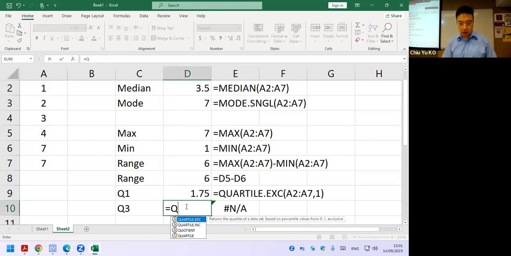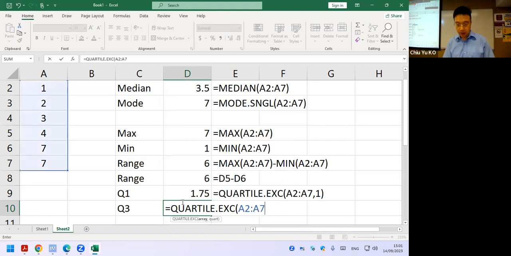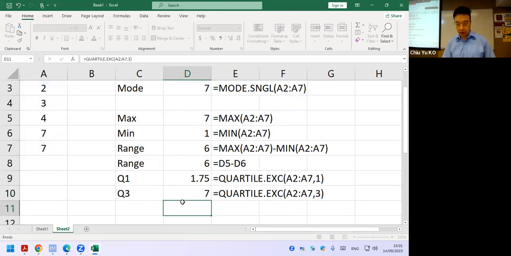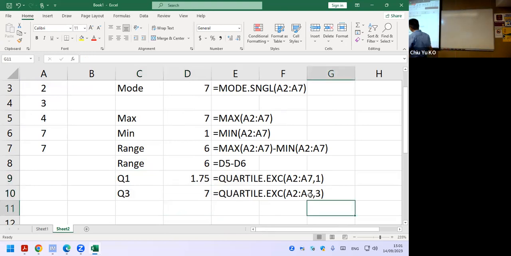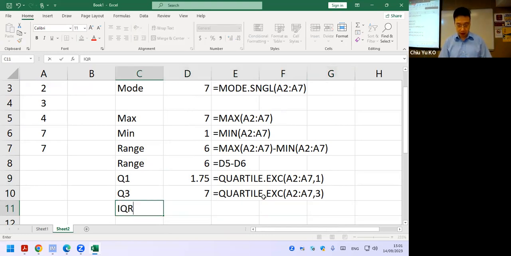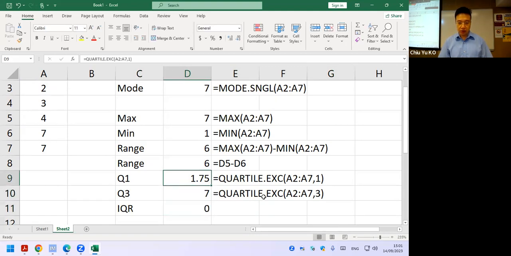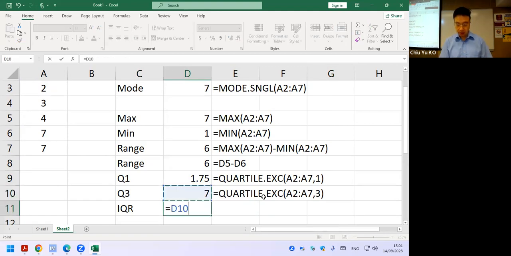And then I again have quantile exclude, and A2 to A7 is my data, and 3. This is what I have. And IQR will just be different. Let me do it and then go around to see if you have any question related to that IQR. It's just Q3 minus Q1.